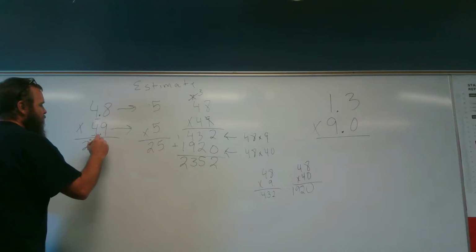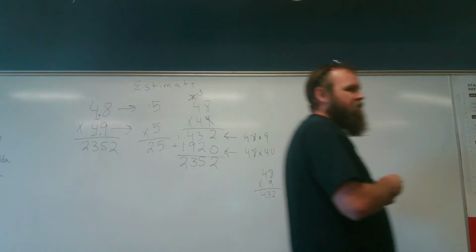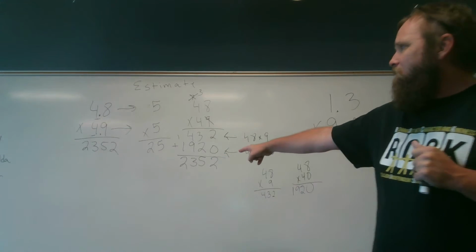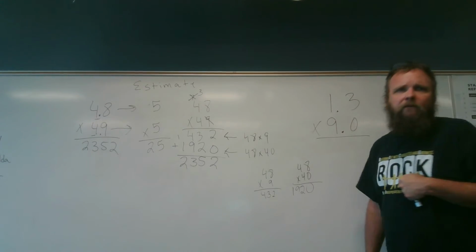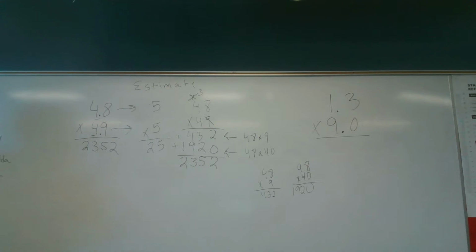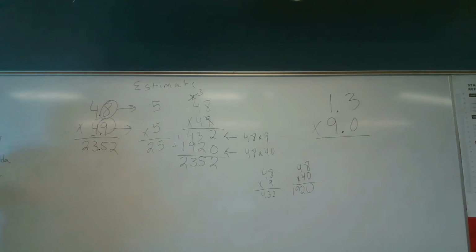So those are the numbers in my product of 4 and 8 tenths multiplied by 4 and 9 tenths. But wait, there's more. Because I said my estimate is 25. Riley, how many numbers are behind the decimal point in the problem? 2. If there are 2 numbers behind the decimal point in the problem, there need to be 2 numbers behind the decimal point in the answer. So the product of 4 and 8 tenths and 4 and 9 tenths is 23 and 52 hundredths.